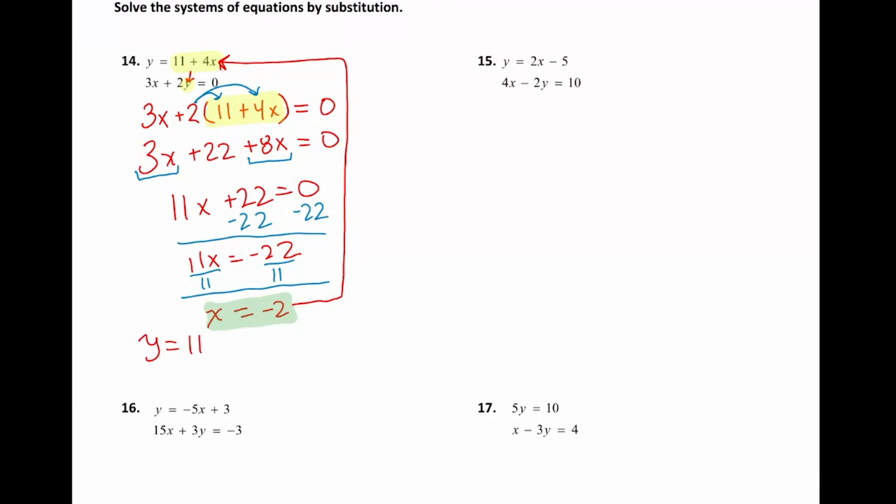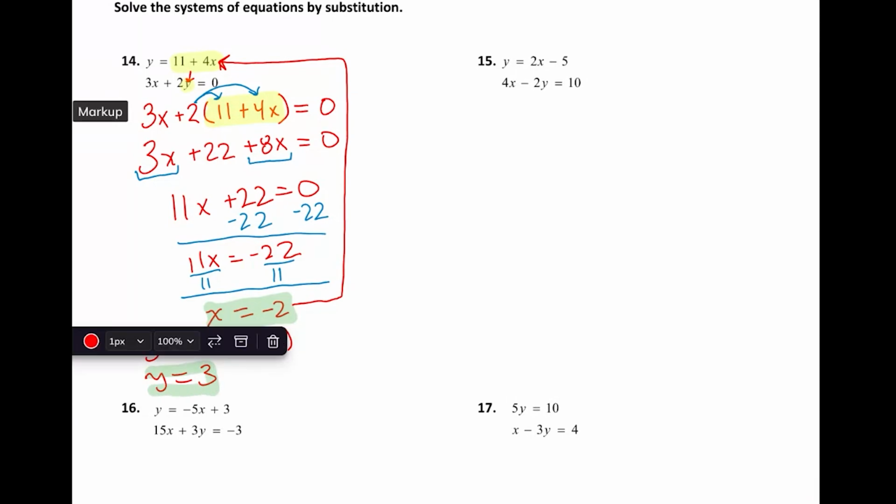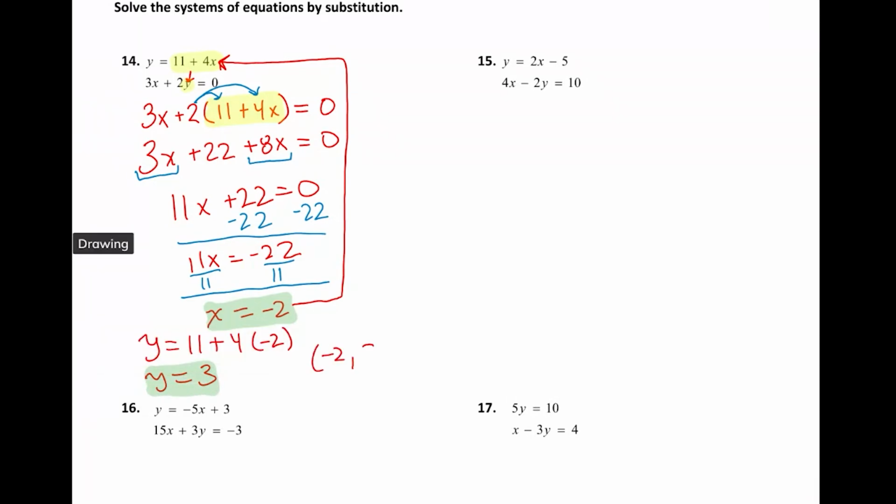So y is 11 plus 4 times x, which is negative 2. So y is, and again, I'm going to use the calculator here. Don't be shy about using the calculator. 11 plus 4 times negative 2 is 3. So now we have x, we've got y, so we can write our solution, which is negative 2, 3.